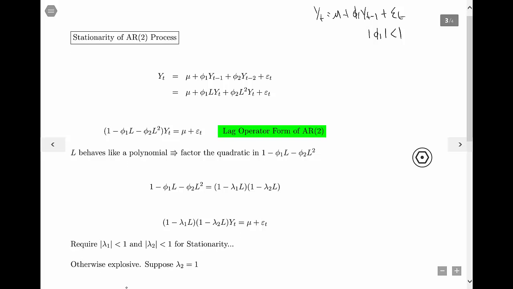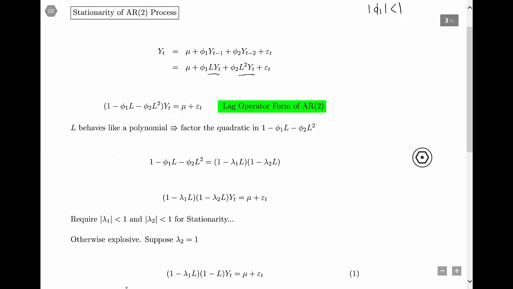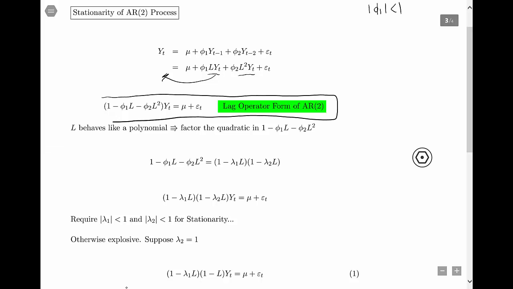Well, yt minus 1 is just the lag of yt, and yt minus 2 is just the 2 lags of yt, which we write L squared. Okay, we can take these terms to the left-hand side. We then get the lag operator form of the AR2 model. We can now use the result from before that this term behaves as if it were a polynomial. We can use all the algebraic laws to re-express it in another form.